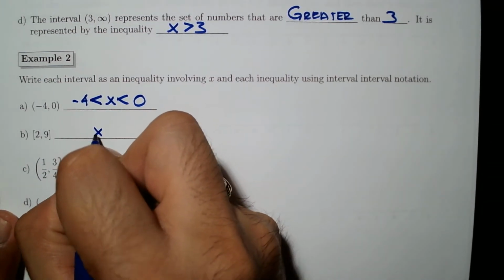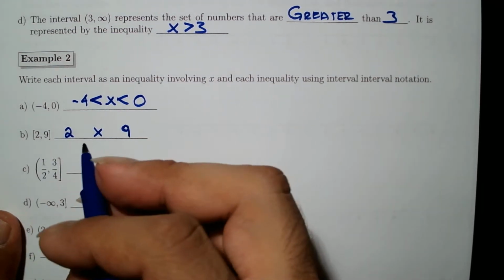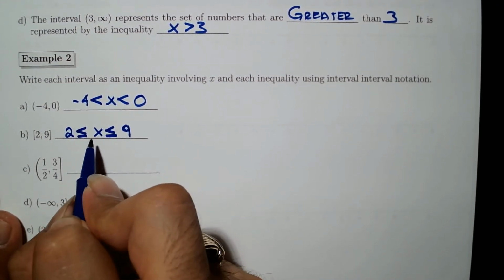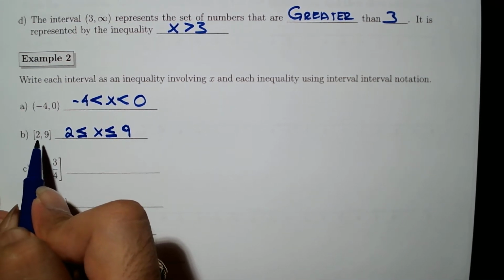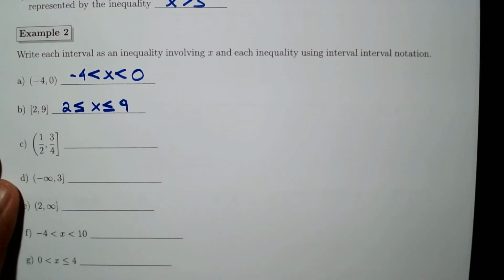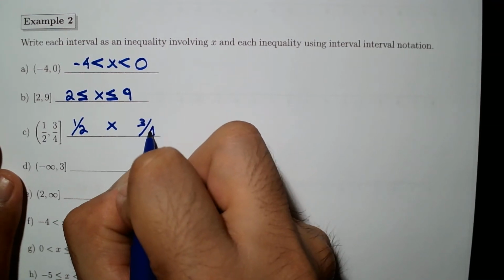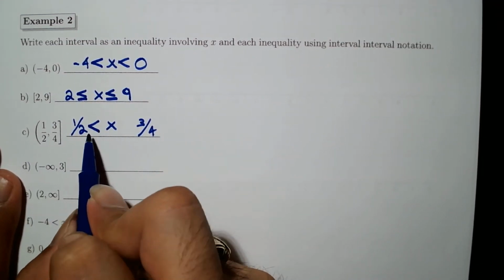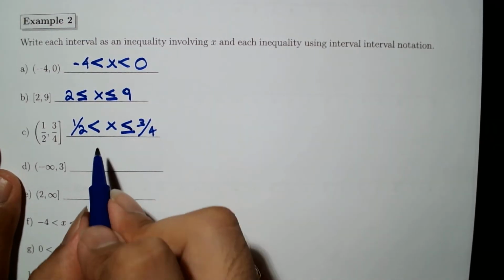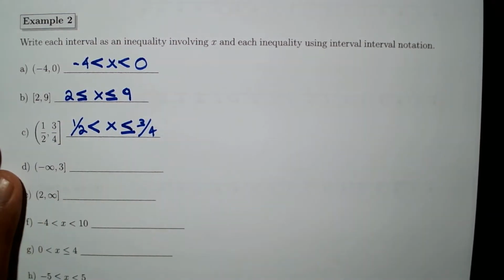For letter B, we have 2 and 9. Writing it in inequality notation, we're going to have greater than or equal, less than or equal. How do we know to use the greater than or equal sign? Again, look at the symbols on the endpoints of the interval: bracket, bracket, as opposed to parentheses, parentheses from the previous case. And we're going to have 1/2 and 3/4. For the lower endpoint, we do not include, so just greater than, and for the second endpoint, less than or equal, because of the bracket. Bracket includes the equal, parentheses excludes the equal.